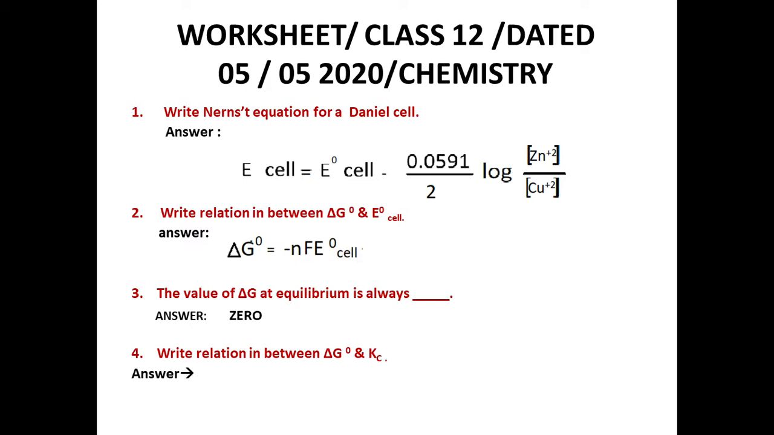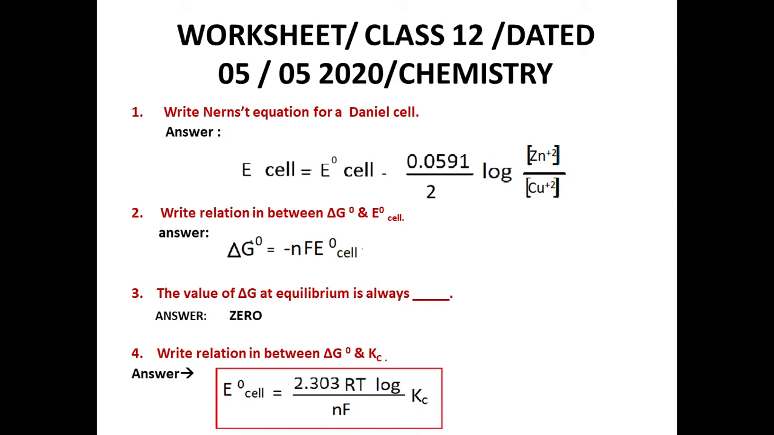Come to the next question number three. The value of del G at equilibrium is always, that question is put up from the derivation of the Nernst equation. So the del G at equilibrium, as you know from the class 11 chapter 7 equilibria, characteristic of the equilibria, the del G at equilibrium must be 0. So the answer is 0. Now the question number 4, write the relation between del G naught and Kc, that is the equilibrium constant in terms of concentration. So the relation is as follows.